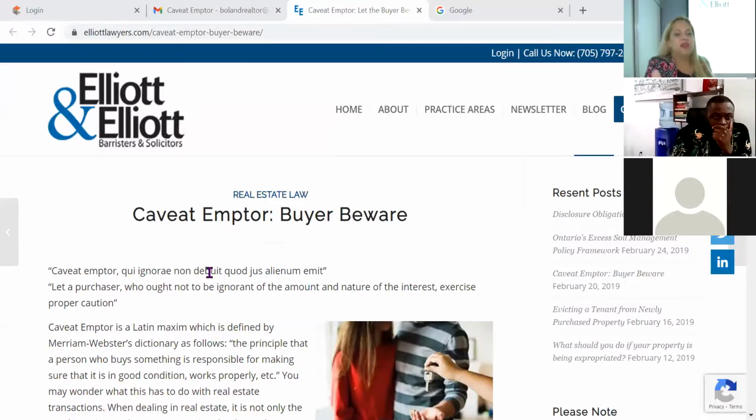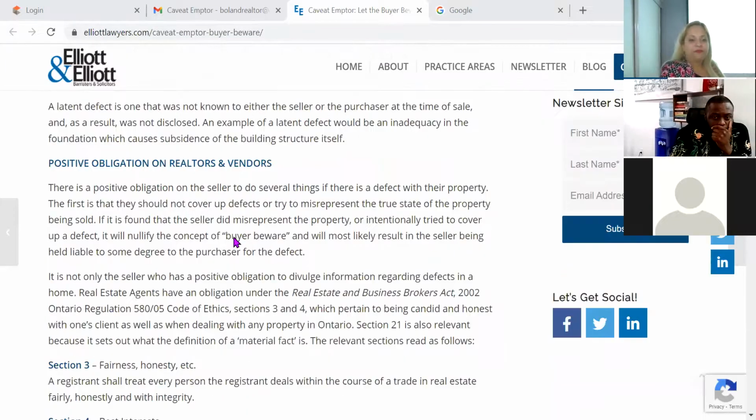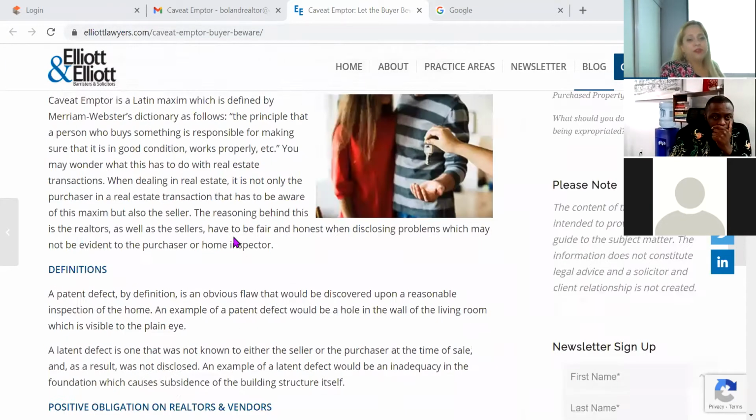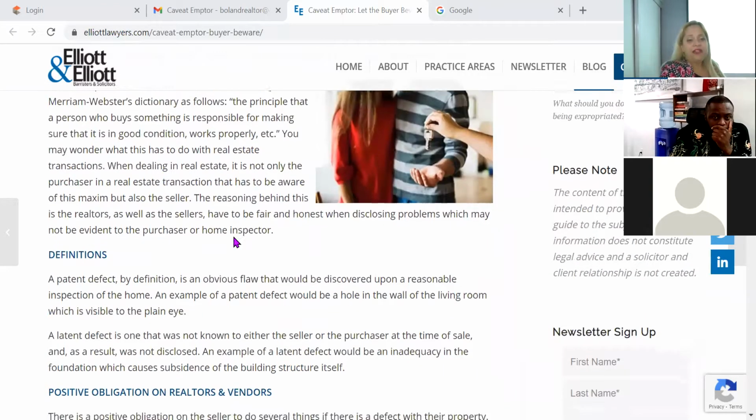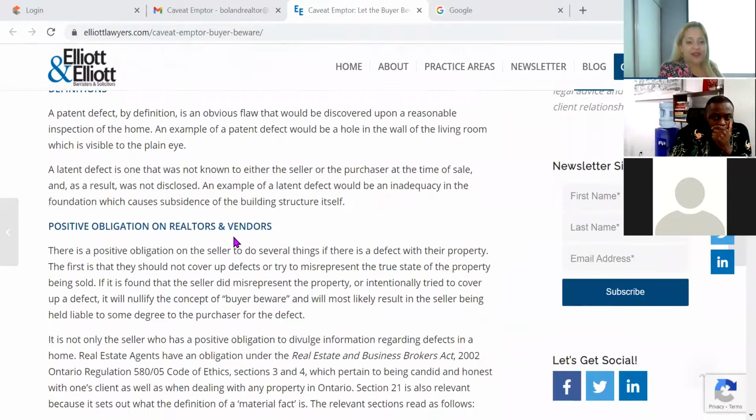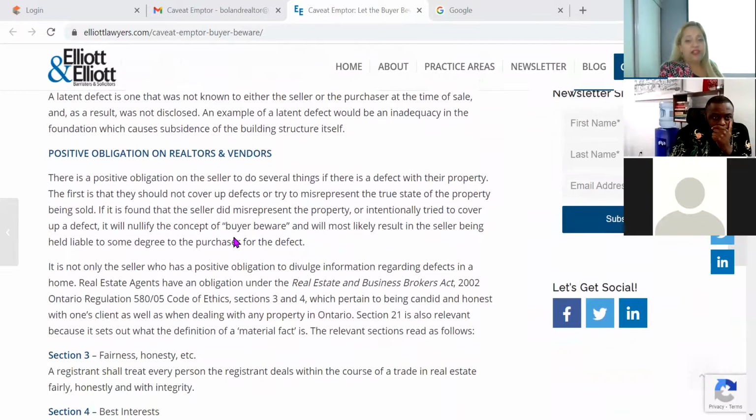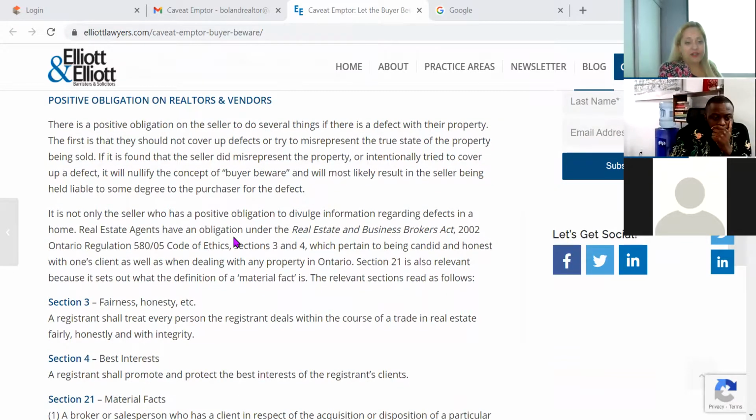All right, I'm just going to go to this article here for a moment and see if we can go over a couple of things. So caveat emptor, buyer beware. You guys can all see this, right? And the article goes through mostly what I went through already, like the definitions of patent and latent defects, you know what I mean? Our obligations as realtors and our sellers, right?